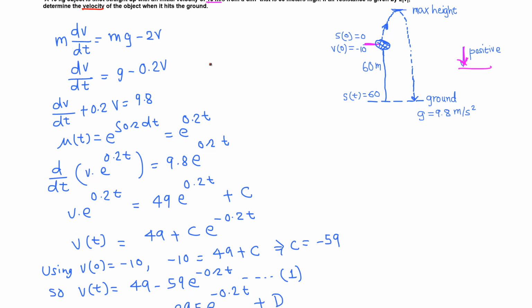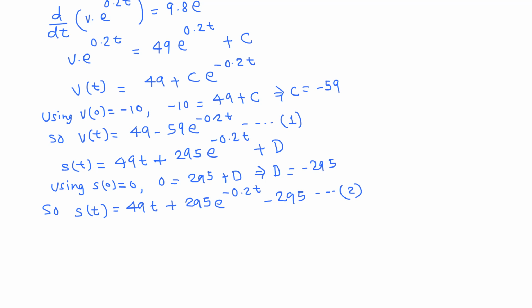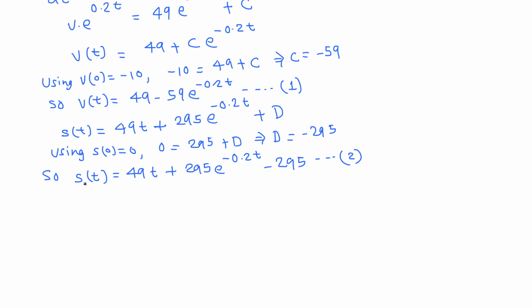Okay, so let me go down here. Now we set the height, equation 2, equal to 60 to determine the time needed to get to the ground. Set the height s(t) equals 60, then 60 equals, we don't know t, we are trying to find t, 49t plus 295 e raised to negative 0.2t minus 295. So this is linear and exponential, so we need to solve.